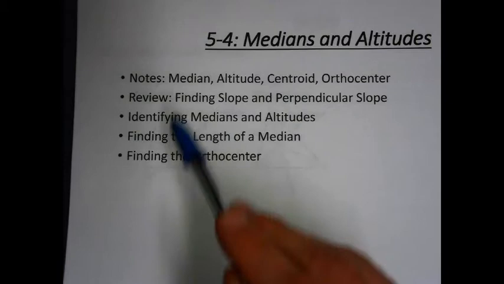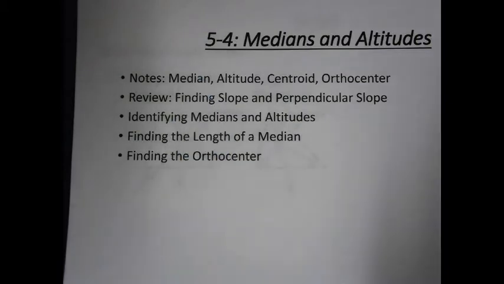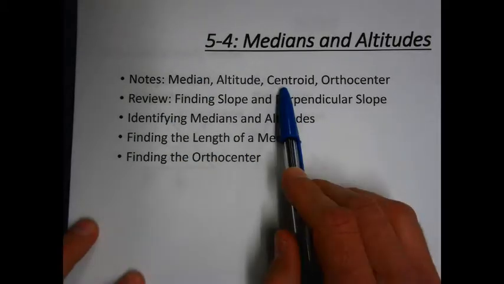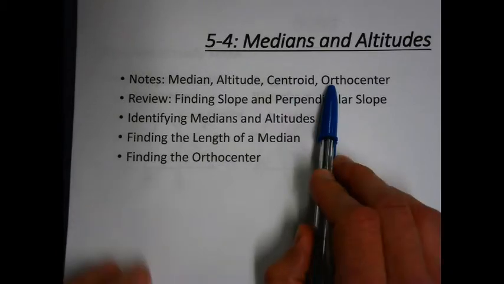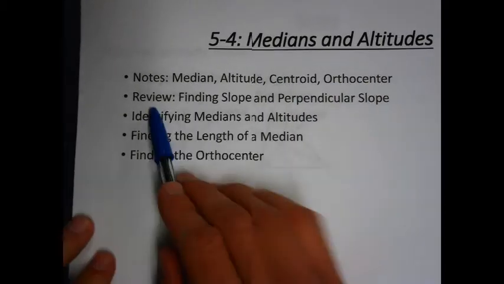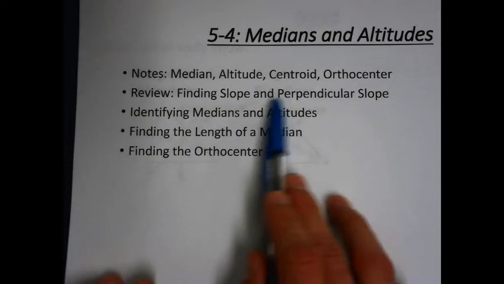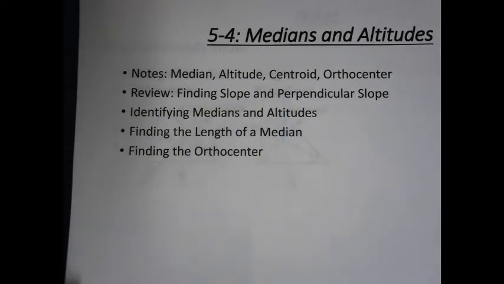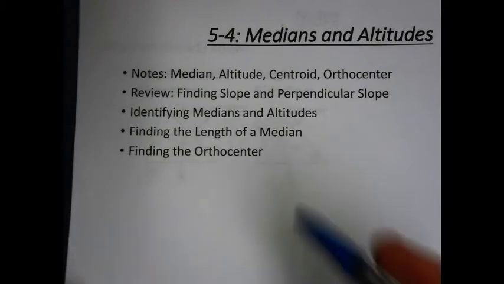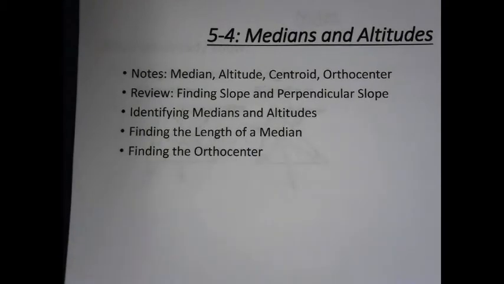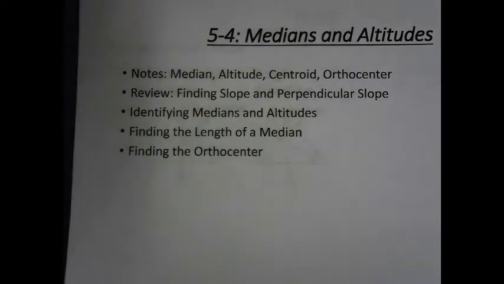We're going to go over what a median is, what an altitude is, and check out these two words, a centroid and an orthocenter. Awesome! We're going to do some review from algebra about finding slope and perpendicular slope. We'll identify the difference between a median and an altitude and learn some interesting stuff about lengths with medians when they intersect. And how do we find the orthocenter? That's not your dentist, but how do we find an orthocenter of a triangle? We're going to cover all this beautiful stuff.